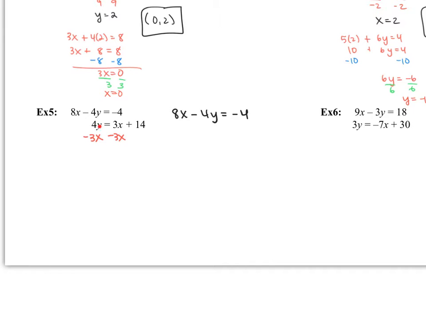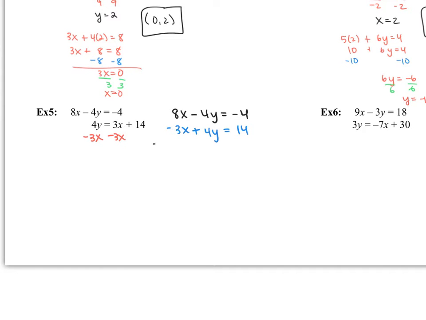Now the other thing I want to do is make sure I write it in xy order. So while this says 4y minus 3x, I'm going to rewrite that as negative 3x plus 4y, and then this will equal 14. And it's important, the 4y is positive, there's nothing in front, so that's why it's plus 4y, and the 3x is being subtracted, therefore it's negative.